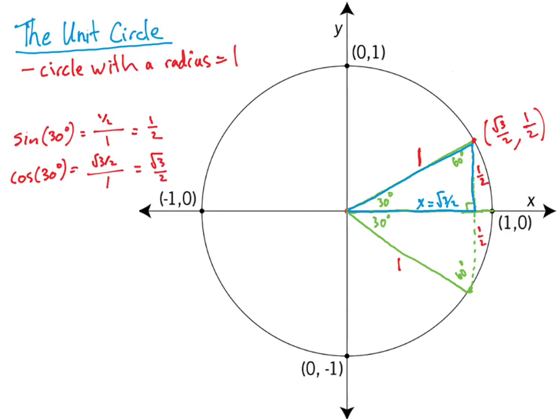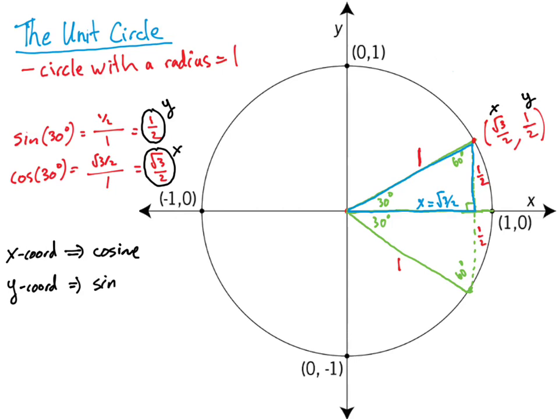So what you notice here is that this value is the y-coordinate from right here. This value is the x-coordinate from right here. So a simplified way of thinking about this is that in the unit circle, the x-coordinate corresponds to the cosine value of an angle. The y-coordinate corresponds to the sine value of that angle.